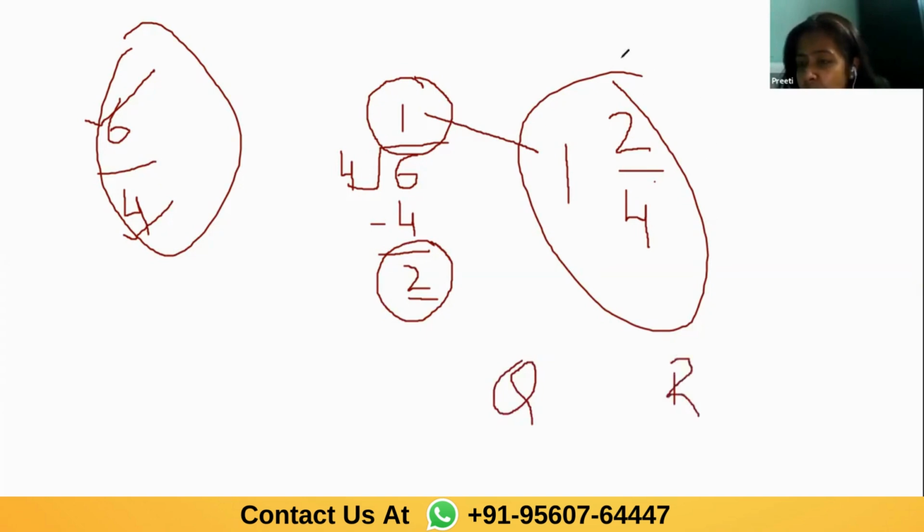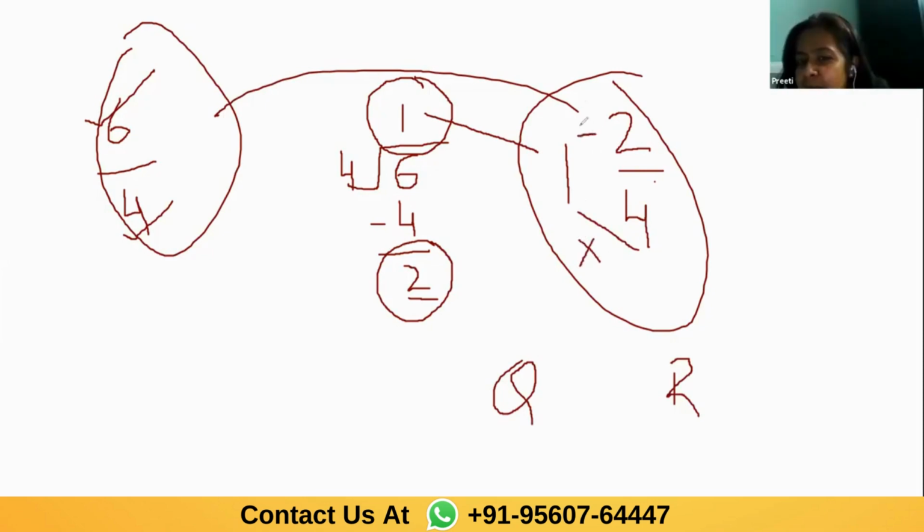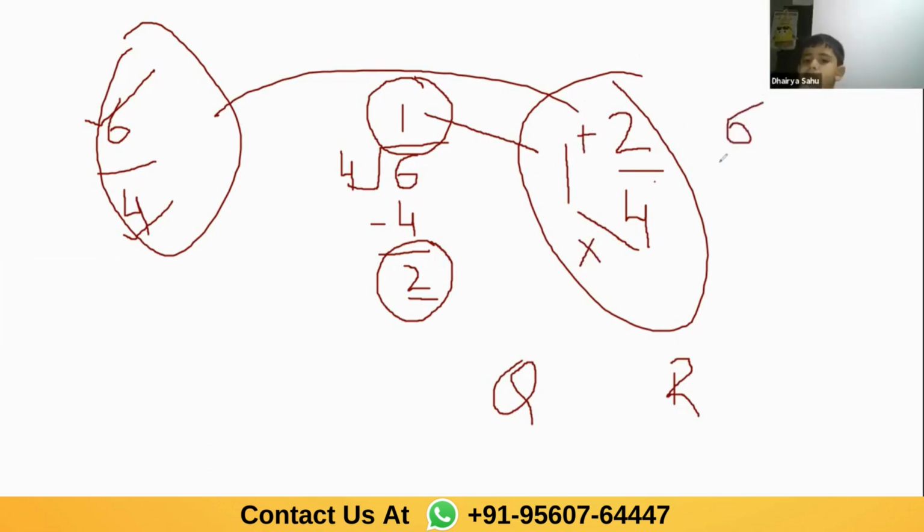Now, shall I tell you how to change this mixed fraction into an improper fraction? How to change it back to 6 by 4? Okay, ma'am. We multiply denominator with whole number. Multiply them. What is 4 into 1? Ma'am, it's 4. And then add the numerator to it. 4 plus 2 is 6. So it is back to 6 by 4.